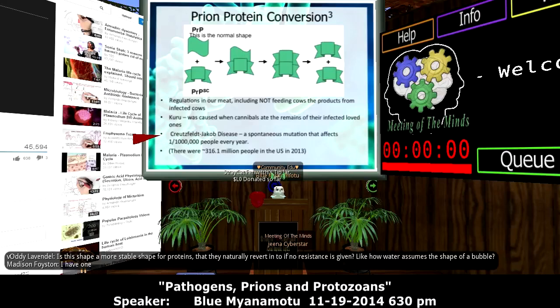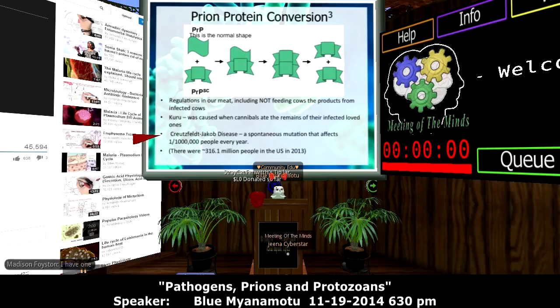I don't know. I can say when it does go into this alternate conformation, it is far, far more stable than what naturally exists. So hopefully that answers your question there. Usually it doesn't spontaneously convert. You actually need to have another prion protein there in order for that conversion to happen. However, if somebody has a mutation, this Creutzfeldt-Jakob's disease, they have a higher chance of it just spontaneously changing shape.